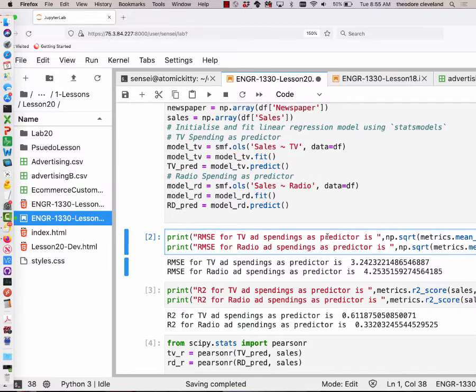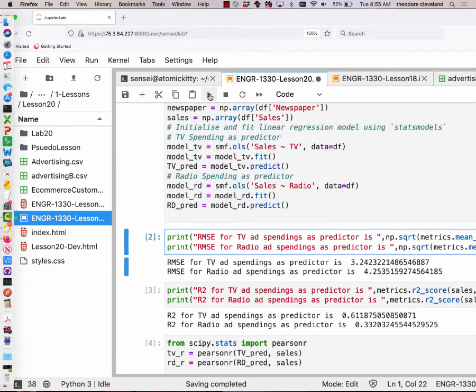So now let's compute our root mean squared error for television spending and radio. Who recalls from your memory, we're not going to go back and look at it, which one was the most productive spending of money in terms of making sales? Radio. I think you're right. I think it was radio.